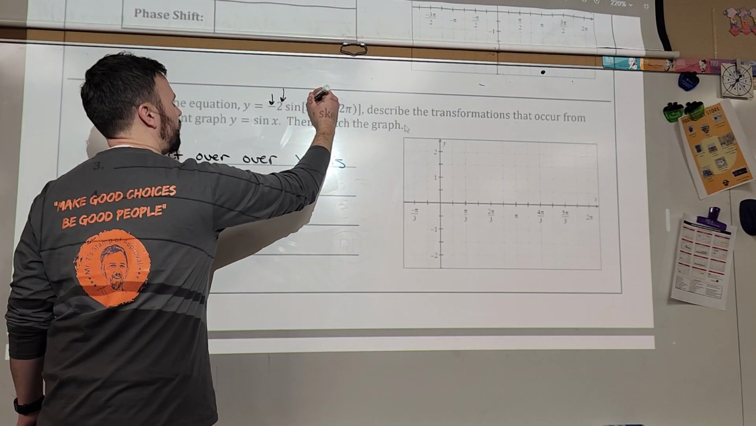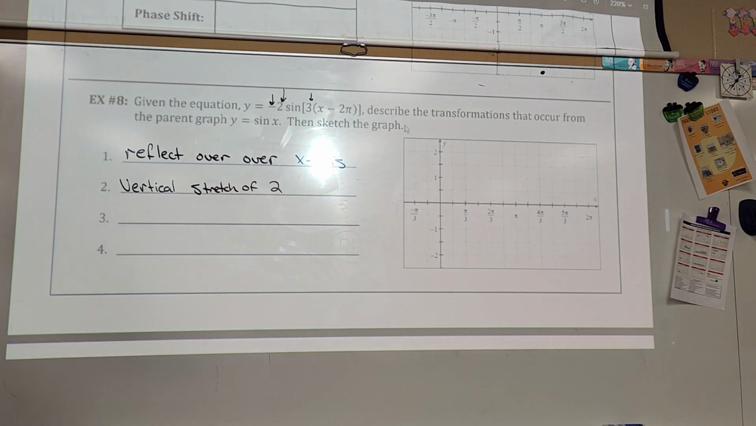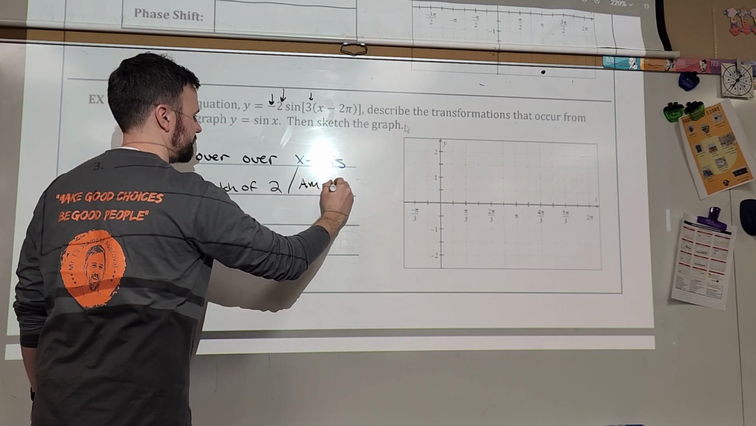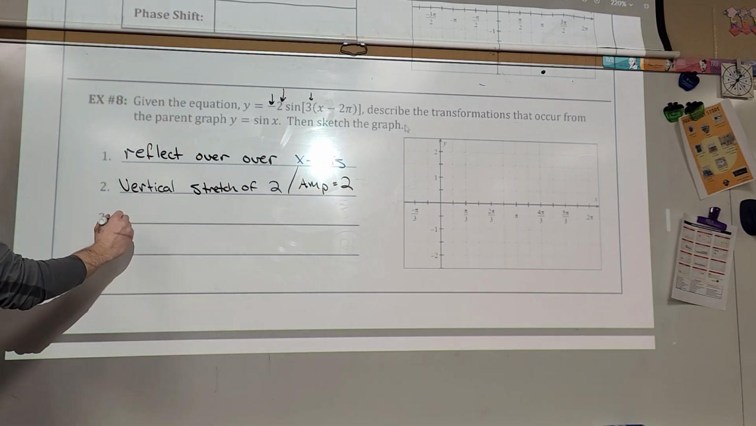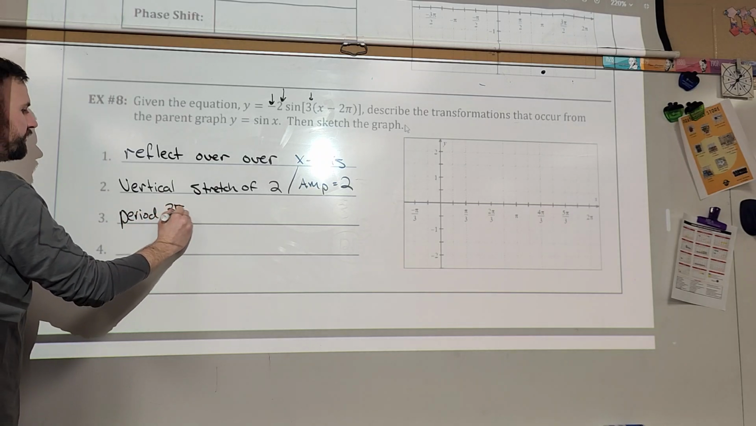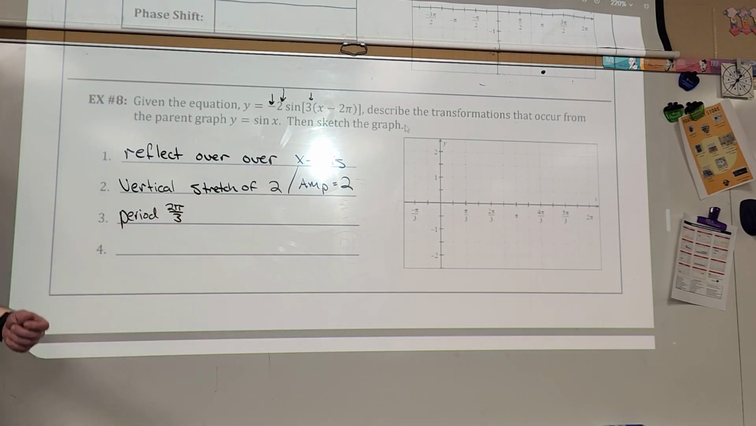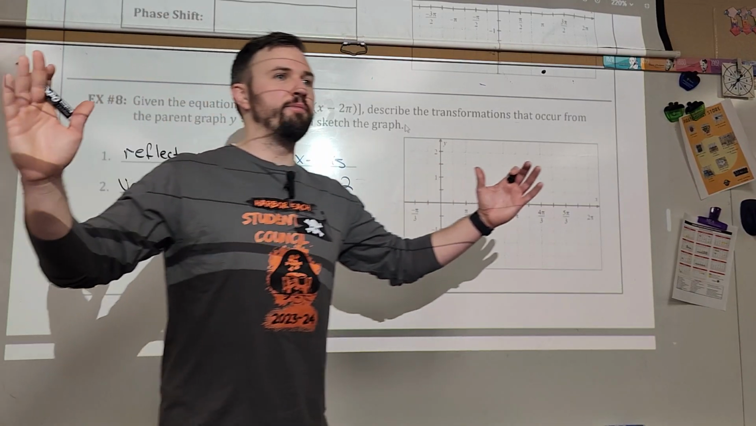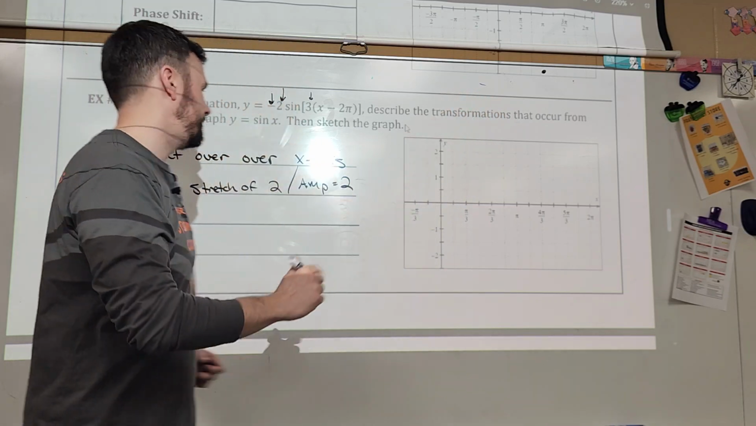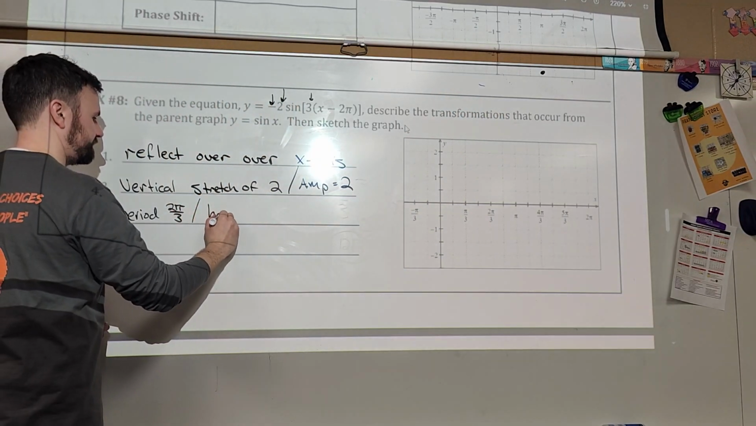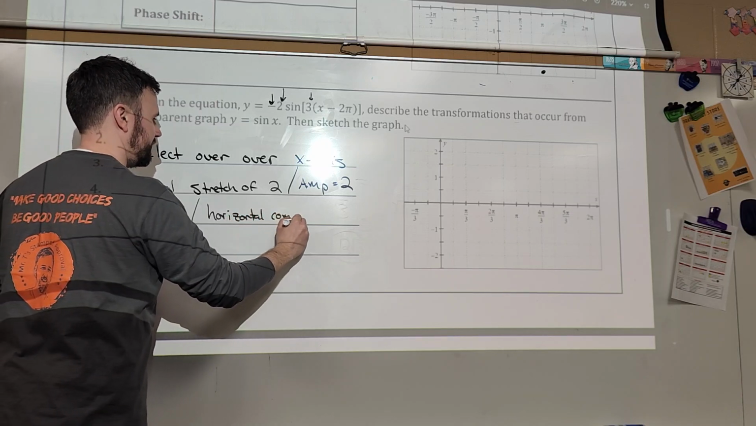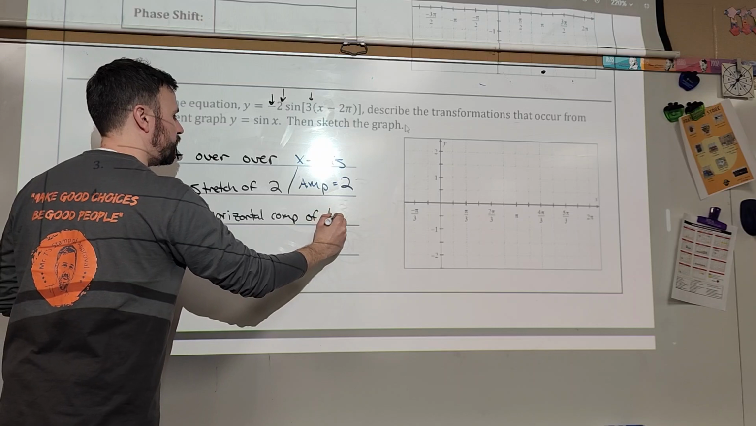What's this 3 going to do? What's my period going to be? It's going to be 2 pi over 3. So what do I do to my graph, if my period's 2 pi over 3? I compressed it. Compress of what? 1/3, right?